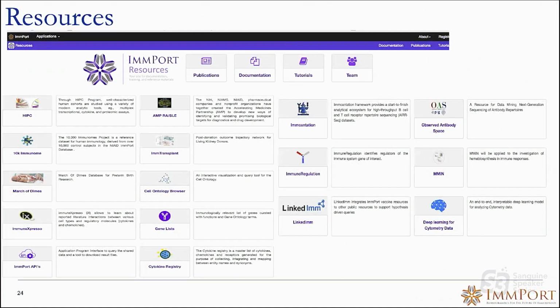So I just want to give you some pointers. If you are interested in the resources, go to the ImmPort website, which is open for all. And if you go to the resource tab, whatever we learn, whatever projects we try to accomplish and then publish, we also disseminate the information to the research community. So you can check out the ImmPort resources.